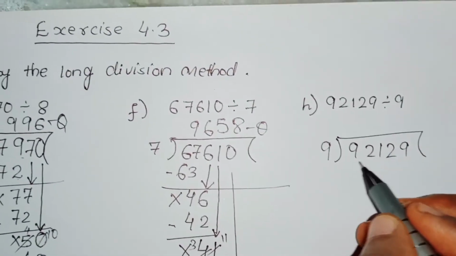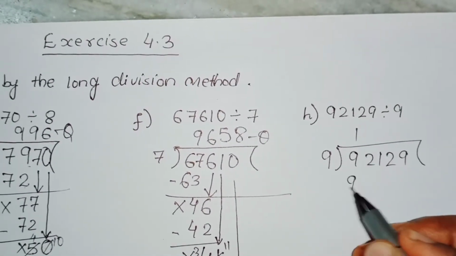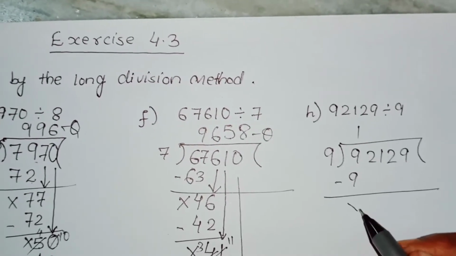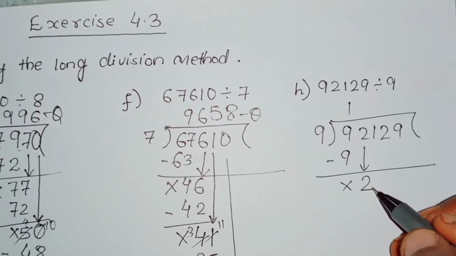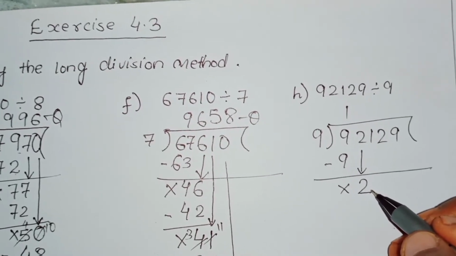92,129 and the divisor is 9. So in 9 table, 9 comes, so we'll write 9 1 ja 9. 9 minus 9 is 0, so put the cross. Bring this 2 down. In 9 table, 2 doesn't come, so what will we write?